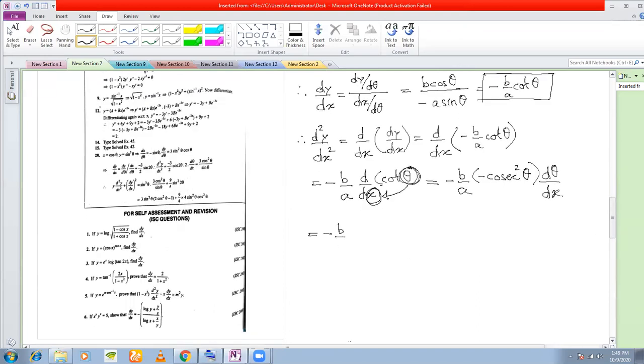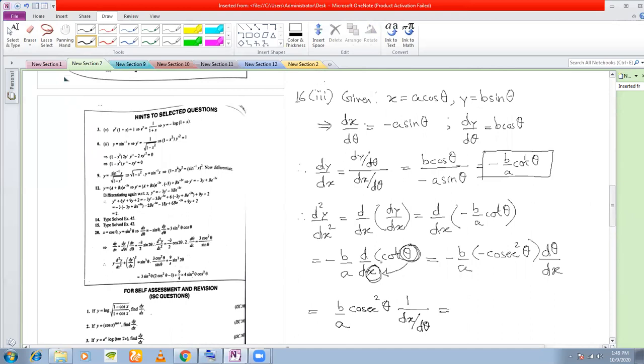Minus b, minus minus combines to become a plus. I simply get b by a cosec square theta, and d theta dx can be written as 1 by dx d theta. And what is dx d theta? We have calculated dx d theta as minus a sin theta. So this will become b cosec square theta by a into minus a sin theta.